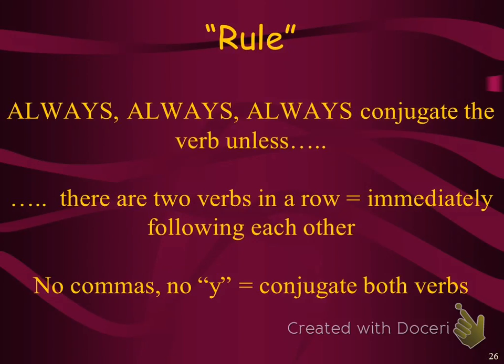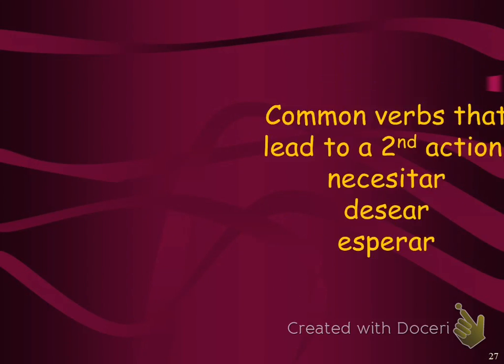That's to remind you. Always, always, always conjugate the verb unless it's 2 in a row. Nothing in between. Back to back, no commas. Immediately following each other. Okay?